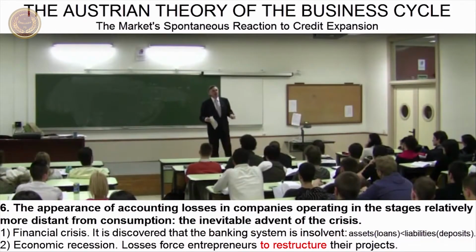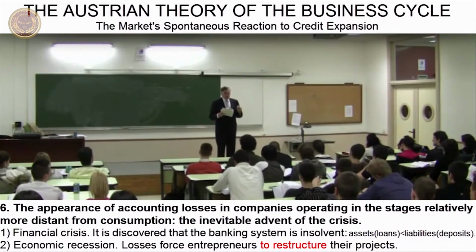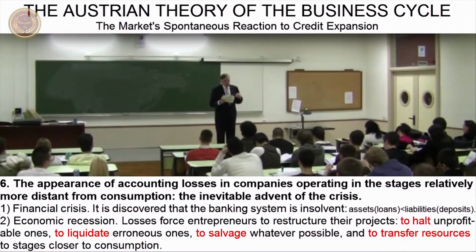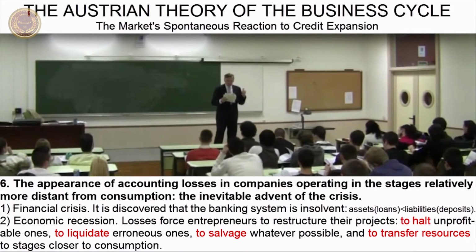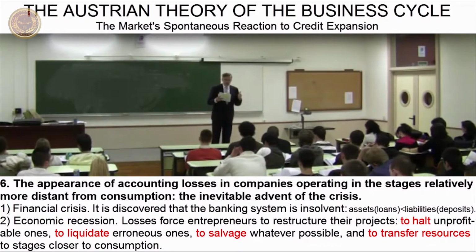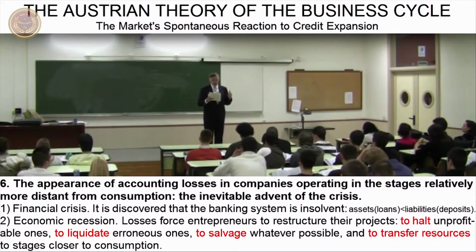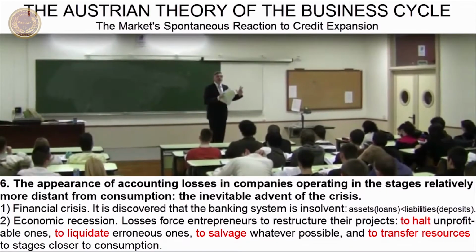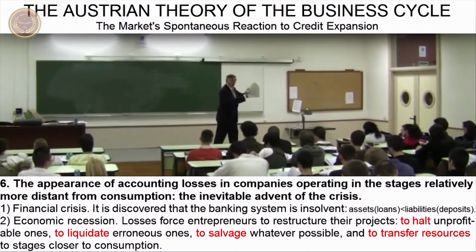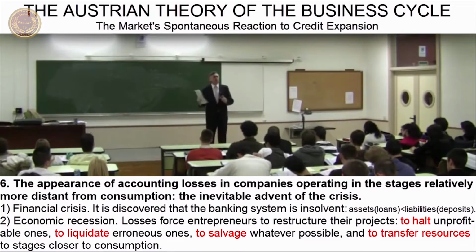The market eventually reveals the grave entrepreneurial errors committed and the urgent need for restructuring. What does this mean? Well, first, entrepreneurs must halt unprofitable projects. Second, they must liquidate them, as with any investment project undertaken in error. Third, they must salvage whatever they can. Fourth, they must withdraw productive factors and labor from the stages far from consumption, where they were taken in error due to loans without real backing. And they must transfer these resources to stages closer to consumption, which is where consumers, economic agents, want them to be.